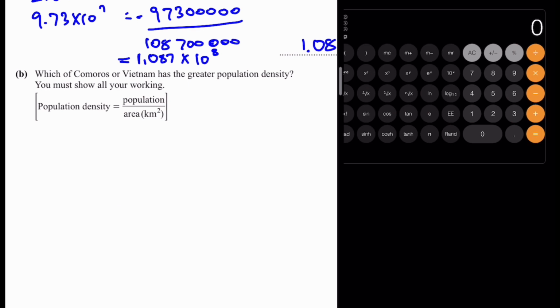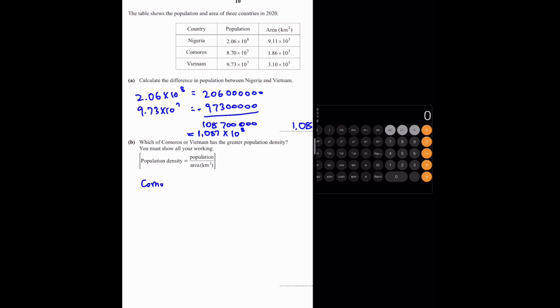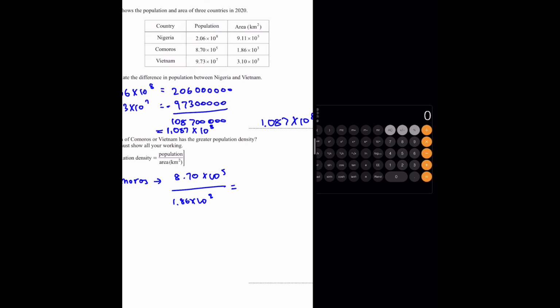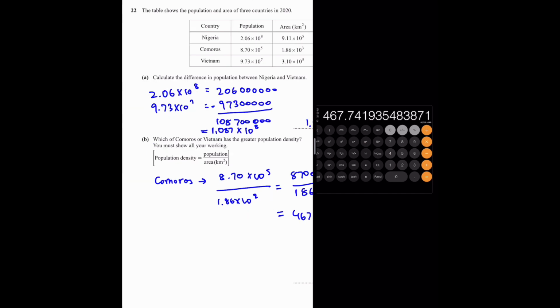B. Which of Comoros or Vietnam has the greater population density? You must show all of your working. Remember that population density is equal to population by area. So for Comoros, it's 8.70 into 10 power 5 by 1.86 into 10 power 3. Let's convert these. 870,000 by 1860. And now we can cancel out. 87,000 divided by 186 is equal to 467.742.